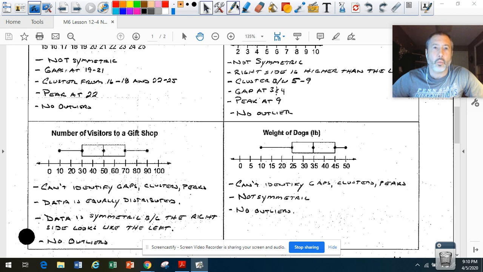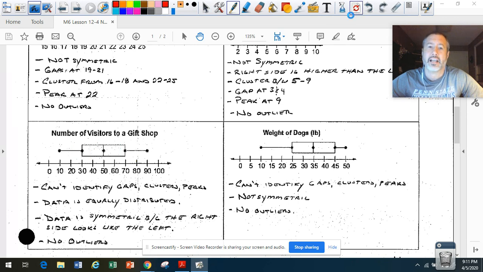If we look here, we do see that it is equally distributed because this 25% is equal in length to this 25%, and this 25% seems about the same length, and this 25% seems to be the same length. So we can say the data is evenly distributed. Since it's evenly distributed, we can say the data is symmetric because the right side looks like the left side and there's no outliers at all. So we can see that here.